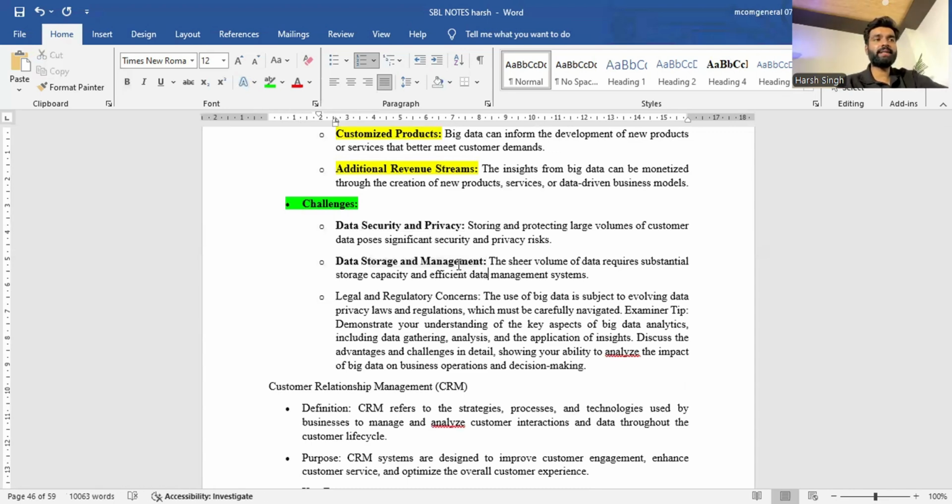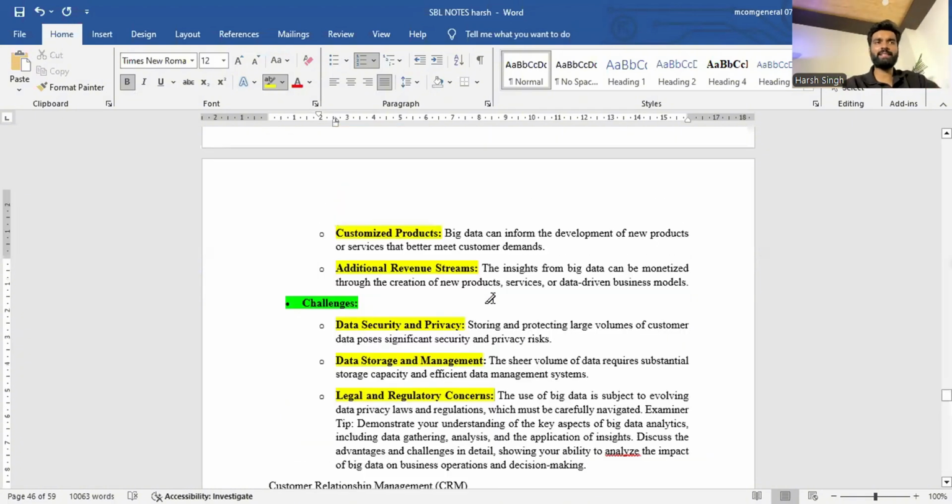Even legal and regulatory concerns are there, about how much data you can sell. You cannot sell data in real life. So you might ask me, sir, how are companies using this data to improve or to come up with a different revenue stream? They can do that, but everything should be anonymous. There are certain rules and regulations that you have to follow. So the challenges are going to remain the same. I hope this part is clear to all of you.